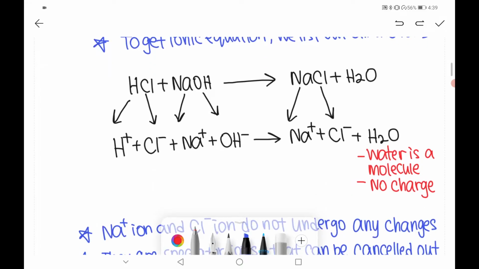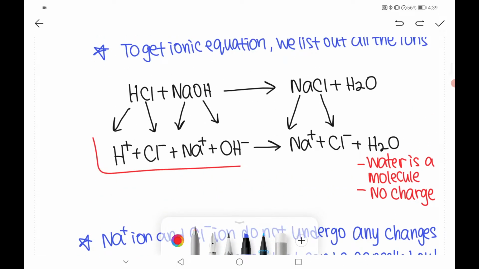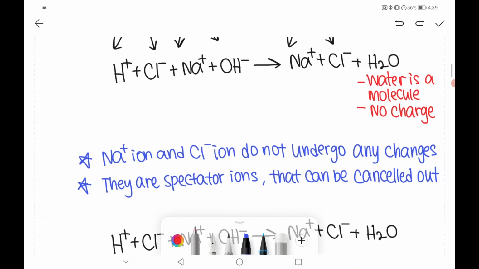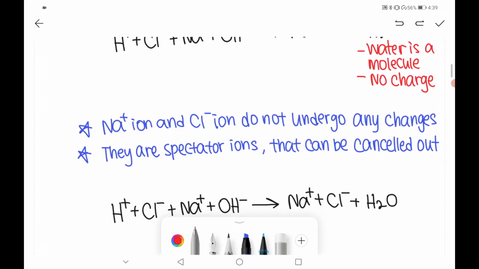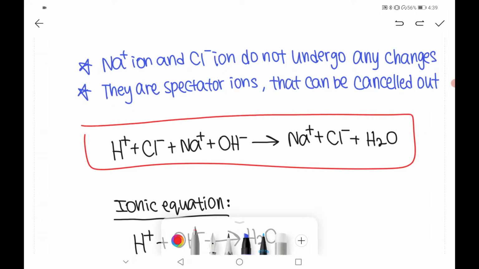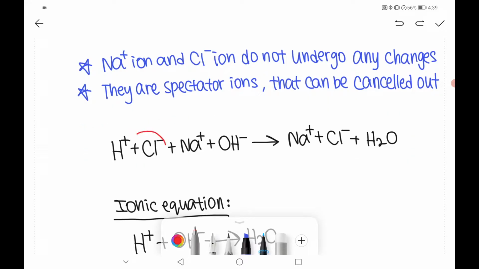So let's look at this equation. In this equation, who is the spectator ion? Any ion that does not change. If you look at this equation, who doesn't have change? Cl- and Na+. Can you see they are the same, right? You have Cl- on the left, you have Cl- on the right, so they don't have any change. We cut it. So Na+ on the left, Na+ on the right, so they are the same thing. They don't have any changes, so they are spectator ions. We cut it.